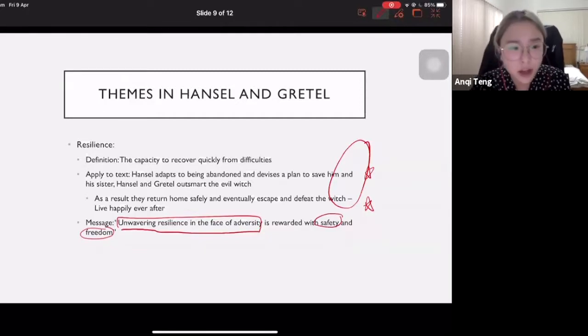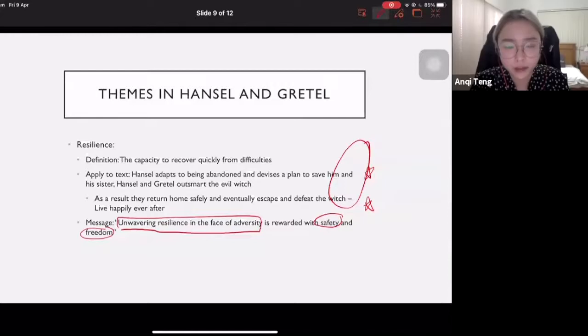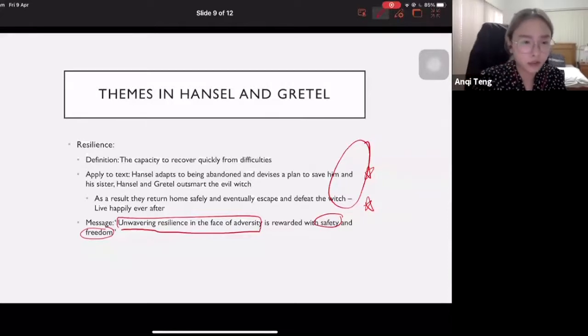Remember, you don't have to define the theme in your answer, but you need to apply it and see where it's relevant. Resilience is a very broad theme. However, it applies very perfectly to Hansel and Gretel. There's not really any excess, unnecessary part of resilience that's not appropriate here. But like I mentioned earlier, if it's a more broad theme, something like love, or even courage, apply it where relevant. I know every type of love is important. Not every type of courage will be important.